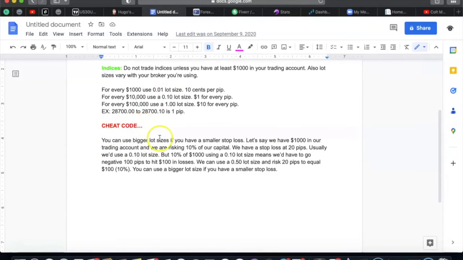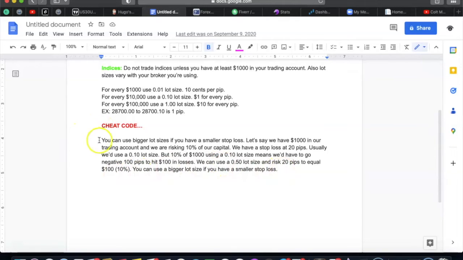Here's a cheat code. You can use a bigger lot size if you have a smaller stop loss. So let's say we have $1,000 in our trading account and we're risking 10% of our capital, which is absolutely absurd. I would never do that, but you kind of have to with US30 if you're using small amounts of money. And let's say we have a stop loss at 20 pips. Usually we would use a 10 lot size, but 10% of $1,000 using a 10 lot size means we would have to go negative 100 pips to hit $100 in losses. We can use a 50 lot size and risk 20 pips to equal $100. 10%, you can use a bigger lot size if you have a smaller stop loss.